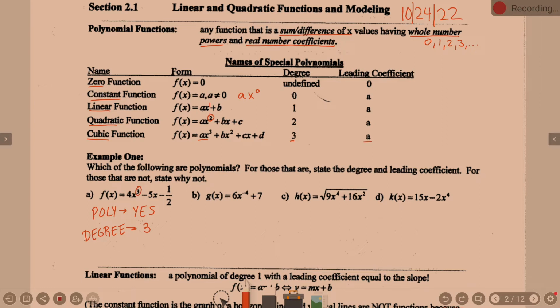Okay. So either 3 or cubic. I honestly can't remember what this answer key has. And leading coefficient. I'm going to abbreviate LC if you don't mind. What is my leading coefficient? 4. Because that is the coefficient or the number in front of that x cubed term, the highest power.